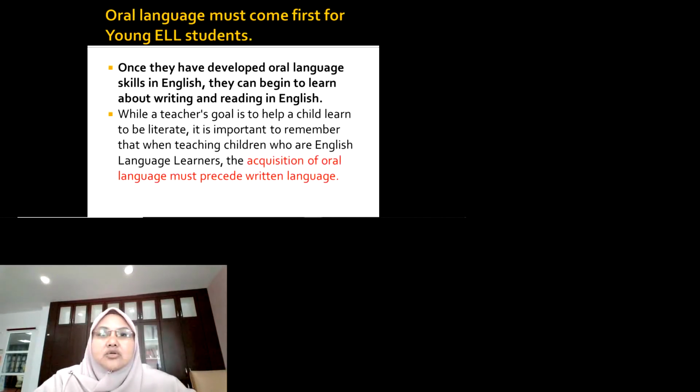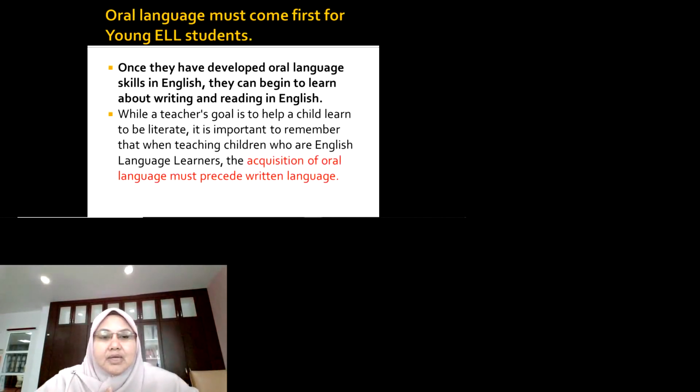So what should come first? It should be oral language. Oral language must come first for young ELLs. Once they have developed oral language skills in English, they can begin to learn about writing and reading in English. So for them to be able to produce the language, there must also be some listening activities that we can provide for them.